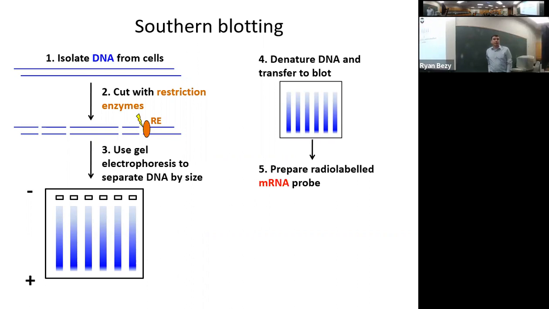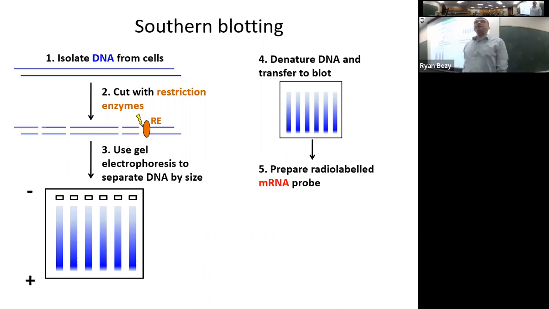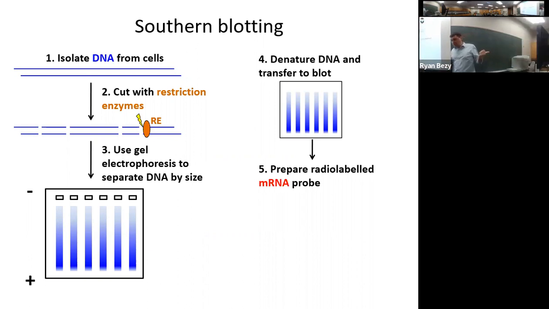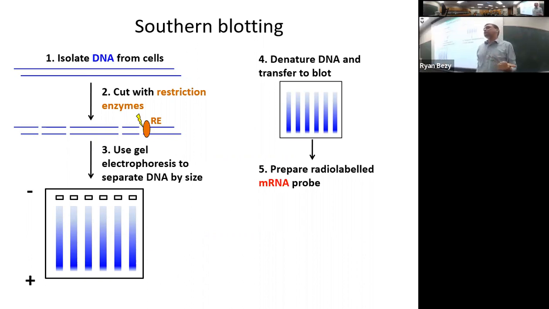Then you prepare a radiolabeled mRNA probe. So we make messenger RNA that's complementary to your DNA of interest. So if you have a particular gene and it has a sequence of ATCG, we make an RNA probe that is complementary. Anyways, it's a complementary sequence. But the RNA is actually assembled and made by using radioactive phosphates, P32, which has got alpha radiation.